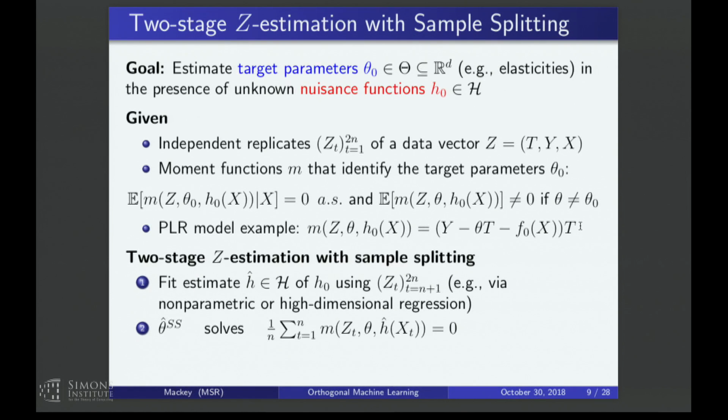Now, to fit theta, we're going to plug h hat into the moment function, and then we're going to do Z estimation. We're going to find the value of theta that sets the sample mean of the moment function equal to 0. So it's standard Z estimation. It's two-stage because we didn't know what the nuisance was ahead of time, so we plugged in an estimate of it. This is called the sample splitting approach to two-stage Z estimation because we were using the first half of the sample to estimate h hat, and we're using the second half to find the final estimate of theta, which I'll call theta hat SS for sample splitting.